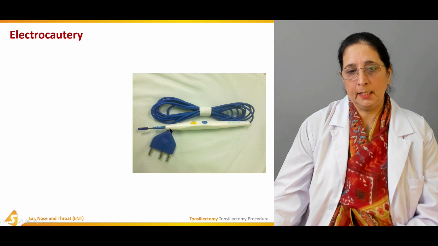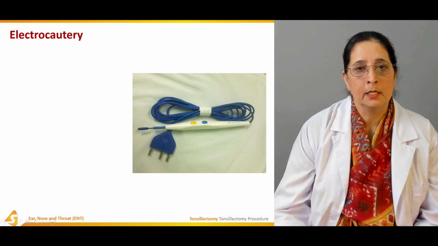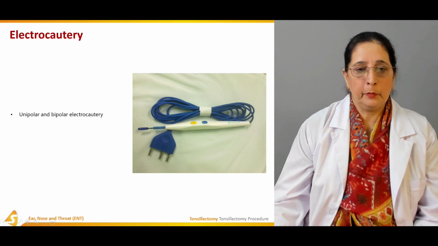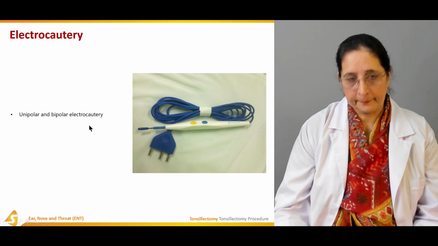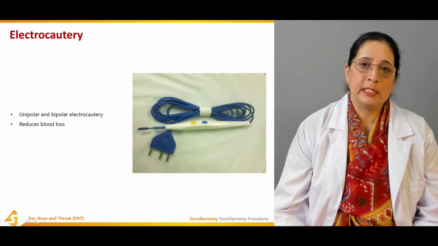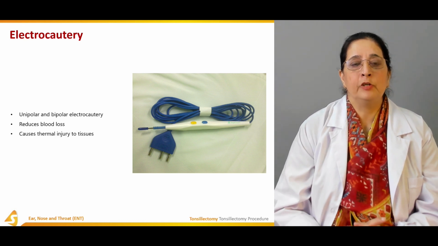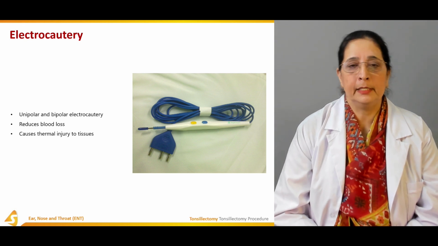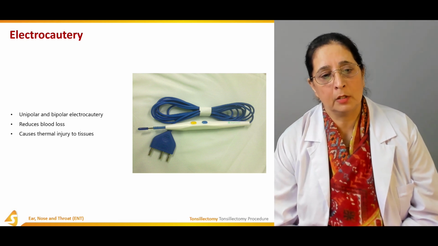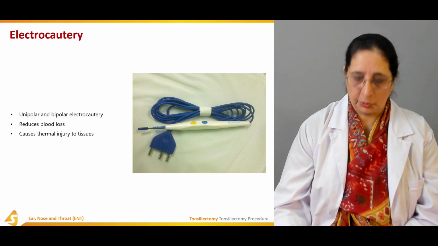Electrocautery, you can see this is the electrocautery. We touch the area and it can cause burning. Unipolar and bipolar electrocautery reduces the blood loss, but causes thermal injury to tissue. It decreases the loss of blood, but the disadvantage is it causes thermal injury to the tissues.